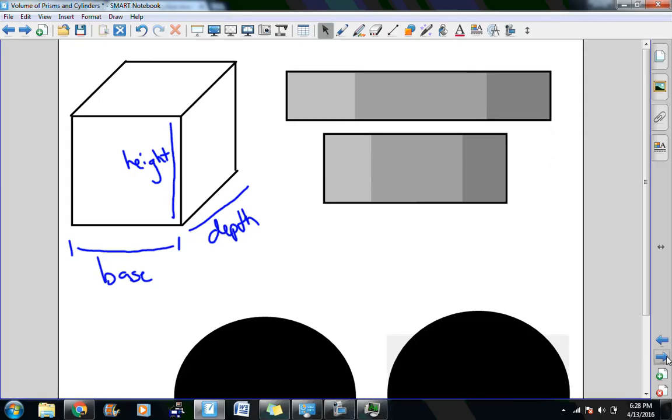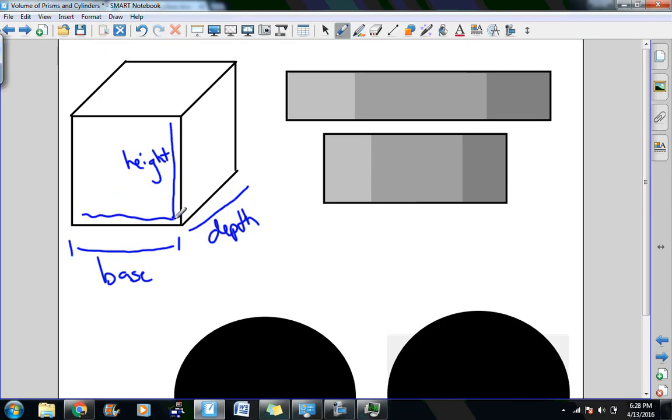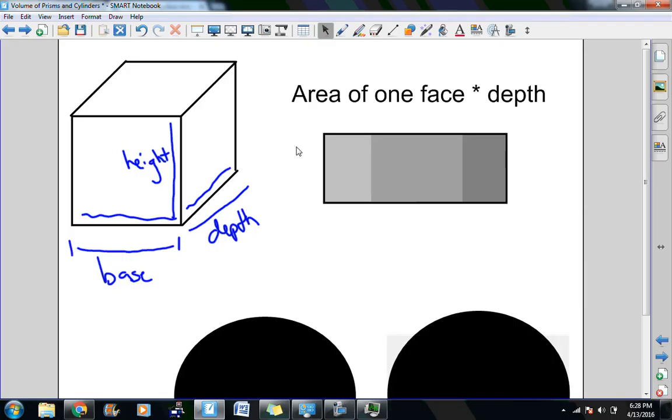Okay, so when we're doing the volume of a prism, we need to remember that the volume is what is filling the object. So if I dropped water into this object and I wanted to fill it up with water, that would be the volume of the shape. The other way that you can think of it is if you imagine the front of this object being a rectangle, and we took that rectangle and we stacked more rectangles behind it and made it three-dimensional, that would be what creates the volume.